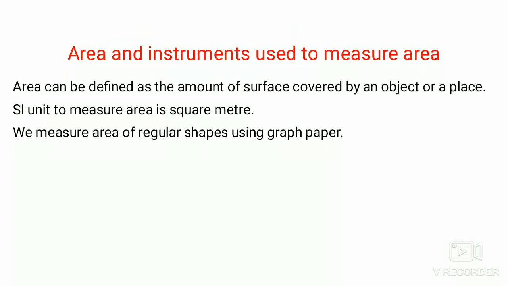Furthermore, let us come to area. Area can be defined as the amount of surface covered by any object or a place. The SI unit to measure area is square meter or meter square. 1 meter square is the area of a square surface whose side length is 1 meter. We measure the area of regular shapes using graph paper.